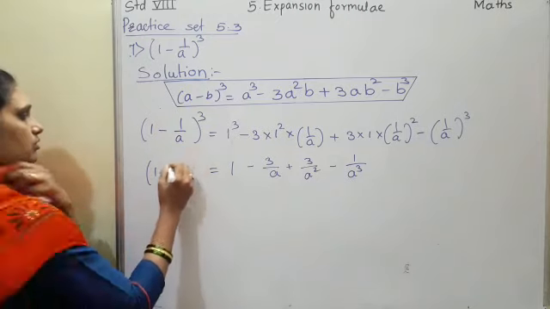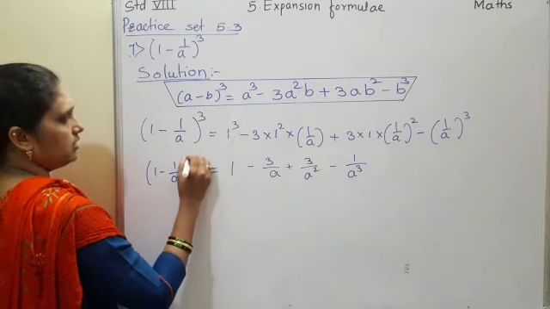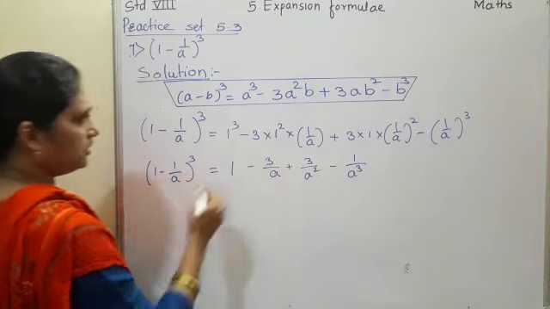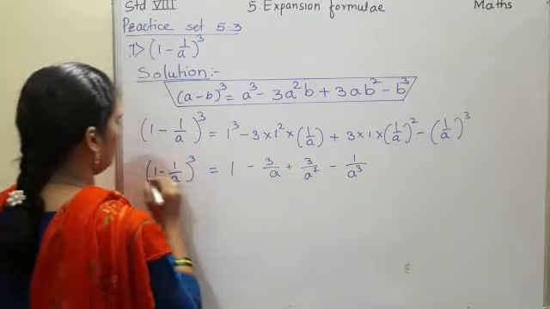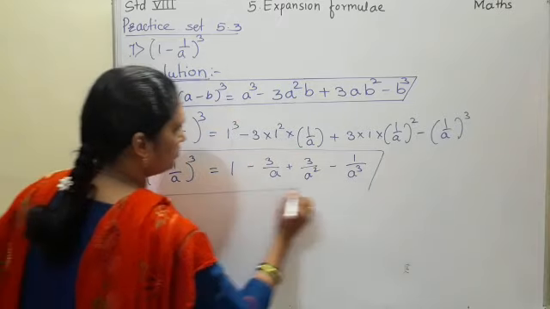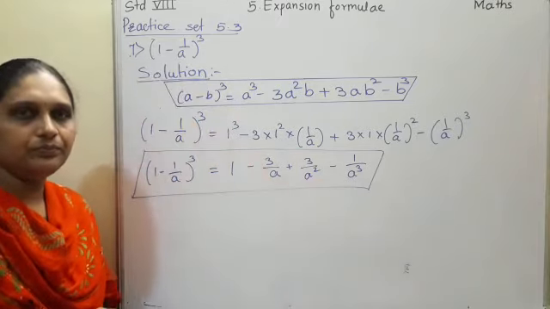So (1 minus 1 upon a) its cube is equal to 1 minus 3 upon a plus 3 upon a square minus 1 upon a cube. That is the answer. So put a box and highlight the answer.